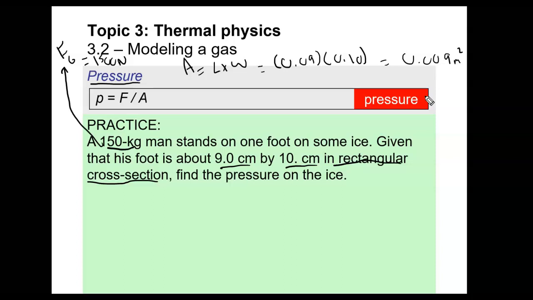So I'm just going to type that into my calculator, and I get a pressure of about 166,666.7. And remember, the unit for that is pascals. Now, it's very common to see another unit of pressure, just because these numbers tend to be so big, and that is kilopascals. So you could also write this as 166.7 kPa, where kPa is kilopascals.